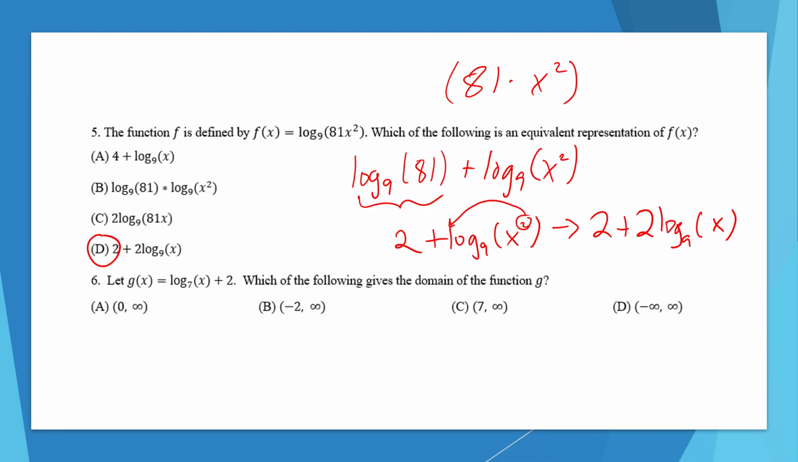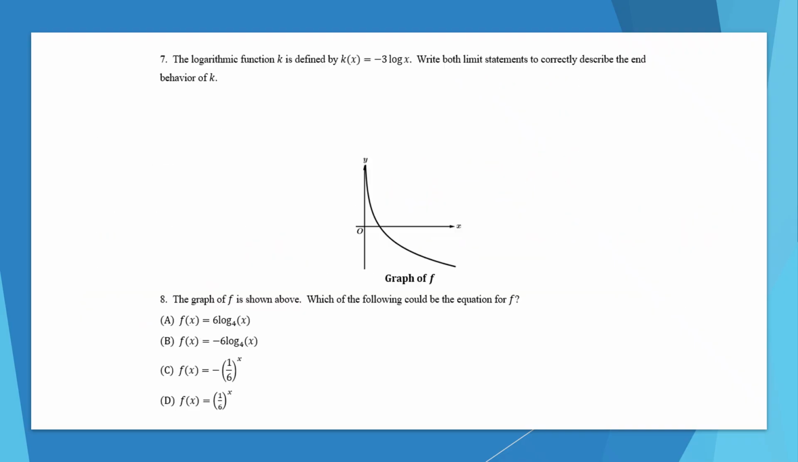Right? Number 6, let g of x equal log base 7 of x, plus 2. Which of the following gives the domain of g? This is pretty easy. It should just be A. And the reason for that is because, sure, there's a vertical translation, but that has no effect on the domain, right? The domain is going to be affected by horizontal translations that occur inside of there, and because there aren't any, A should be the correct answer for number 6.